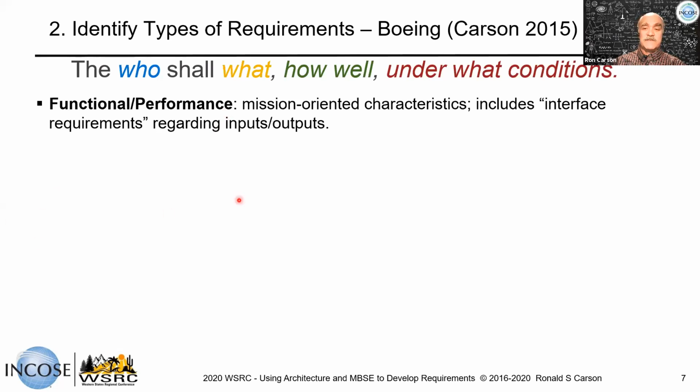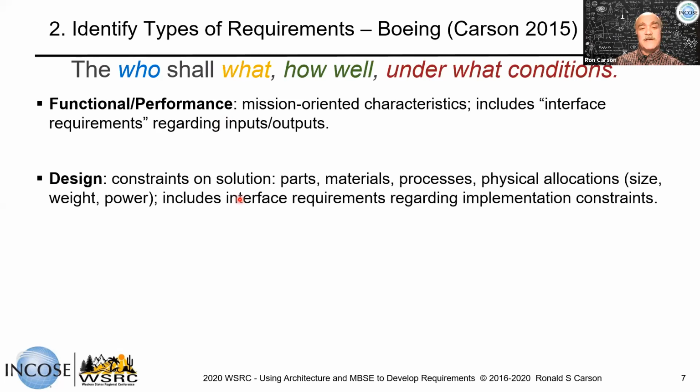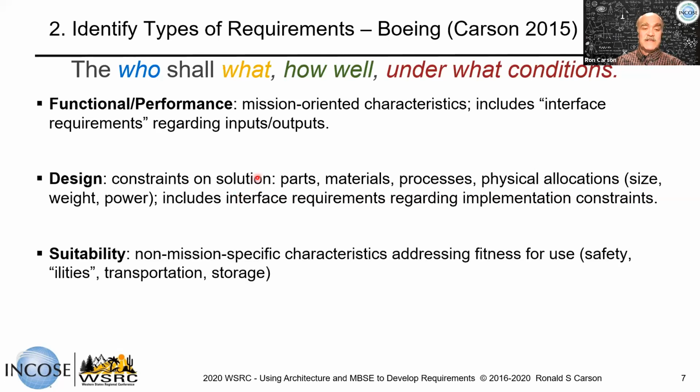Design requirements, which are constraints on the solution, things like parts, materials, processes, physical allocations, constraints on the interfaces like how to implement an interface and conformance to certain standards. The suitability type, which are non-mission specific characteristics that address fitness for use, like safety, different ilities, and different life cycle elements like transportation and storage.